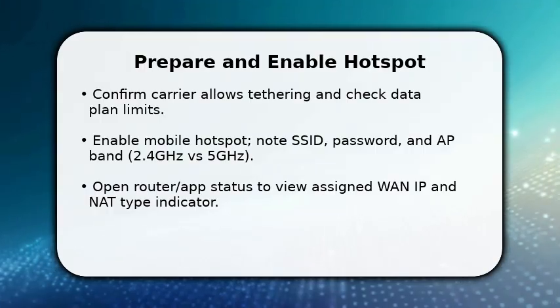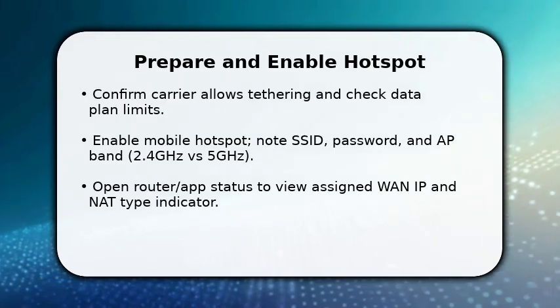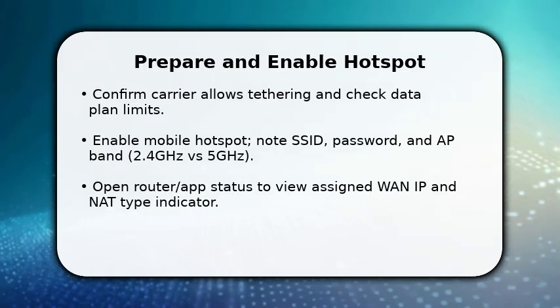You'll start by enabling the hotspot on your phone and gathering facts. Turn the hotspot on, set a secure password, and pick the AP band. 5 GHz often isolates devices more.